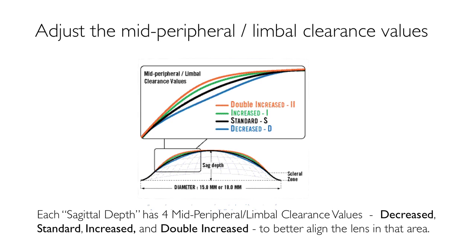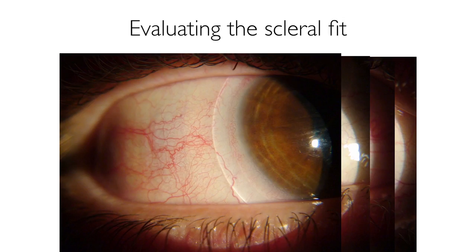How do we evaluate the scleral fit? Well, what we do is we look at the conjunctiva underneath the peripheral curves, and we look for continuity of the very small conjunctival vessels. In this slide here, you can see that there is a very slight congestion at the limbus, and perhaps very, very slight blanching of the vessels right at the lid margin.